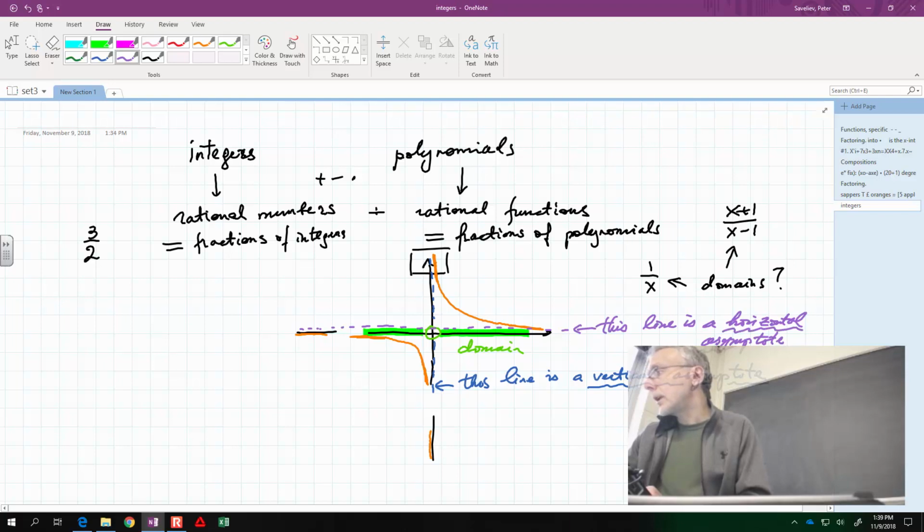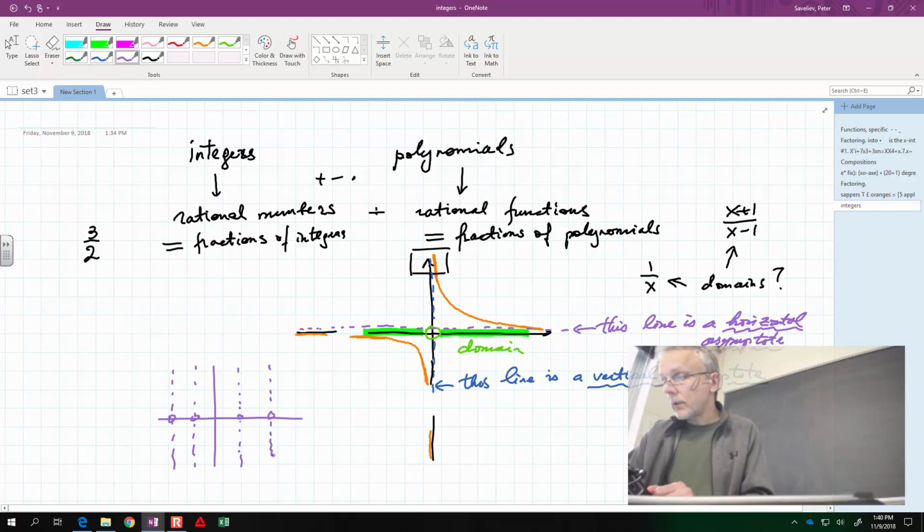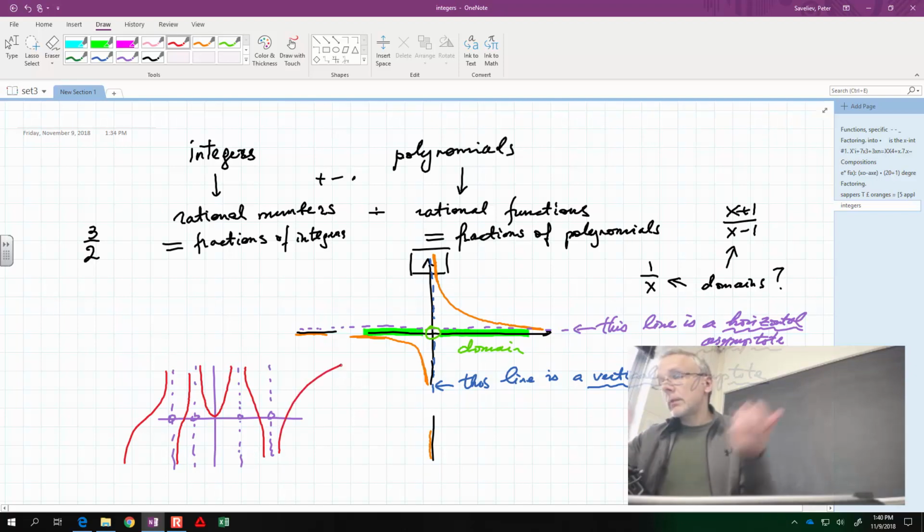A rational function can have only one horizontal asymptote, but it can have many vertical asymptotes, depending on what your domain is. For every hole in the domain, there will be a vertical asymptote. Hypothetically, your graph might look like this. You have a bunch of holes in the domain, and each of them will produce a vertical asymptote. So the graph might look like this, maybe. That's what a typical rational function looks like.